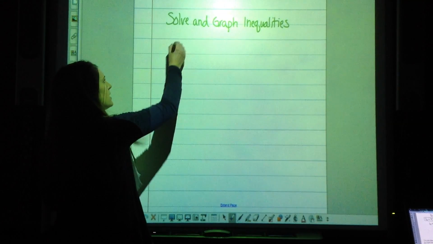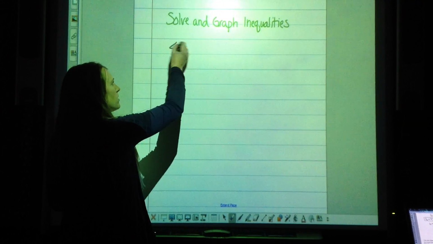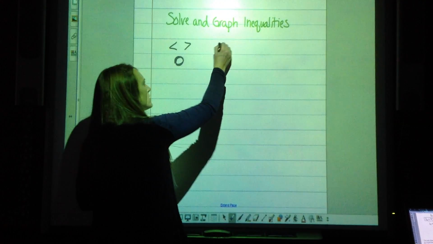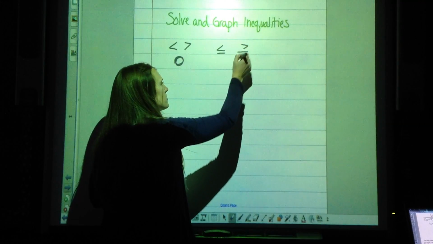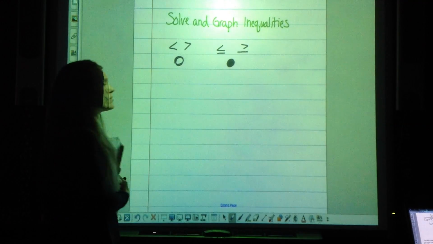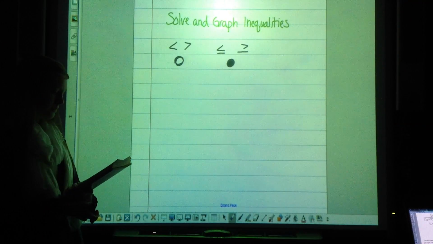If you have less than or greater than, you're going to have an open dot. And then if you have less than or equal to, or greater than or equal to, you're going to have a closed dot. I'm going to explain why in a second here.